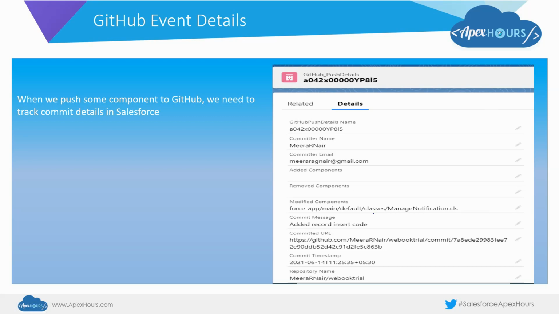So the requirement here is that whenever we push some component to GitHub, I need to track those committed details back in Salesforce. For that, I have created an object called GitHub push details, and it is going to hold details like the committer name, committer email, added components, removed components, or modified components details, what was the committed message, committed URL and timestamp, and the repository name. This is what we need to save in Salesforce when a particular push event is happening into that particular repository.